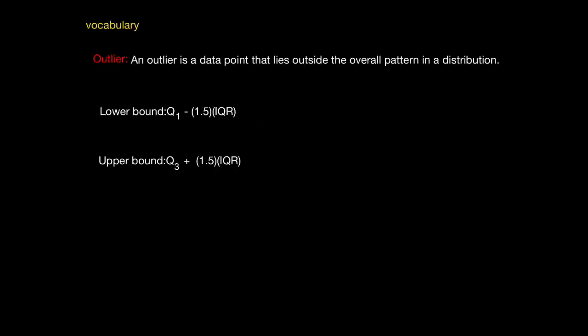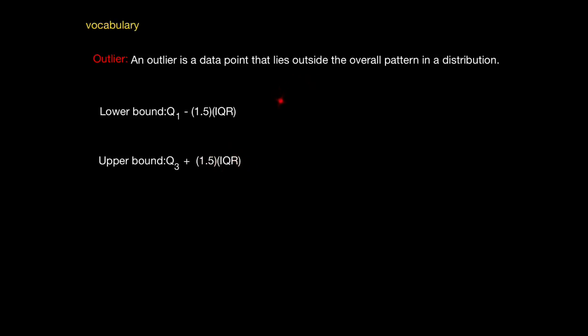Let's begin with vocabulary. So we have outlier. An outlier is a data point that lies outside the overall pattern in the distribution. And here's how we calculate them. To get the lower bound, we get Q1 and subtract it by the IQR multiplied by 1.5. To get the upper bound, we get Q3 and we add it by the interquartile range multiplied by 1.5.